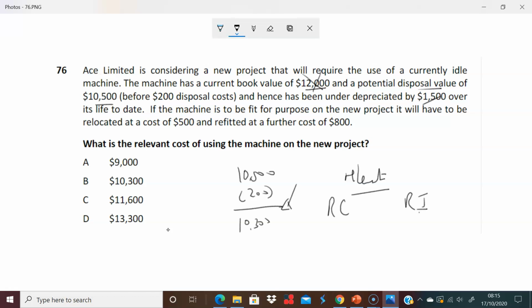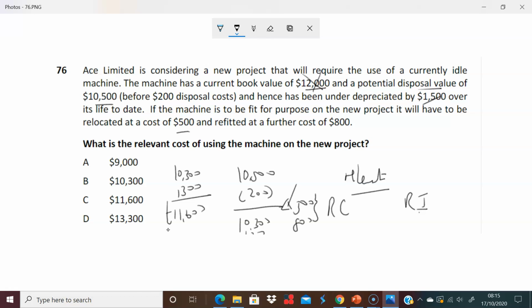So if we want to fit this machine for purpose, if we get it to work, we will have to pay another 500 and refit it at an additional cost of 800, and that together is another 1,300. So I have 10,300 plus an additional 1,300, and that takes me to 11,600.